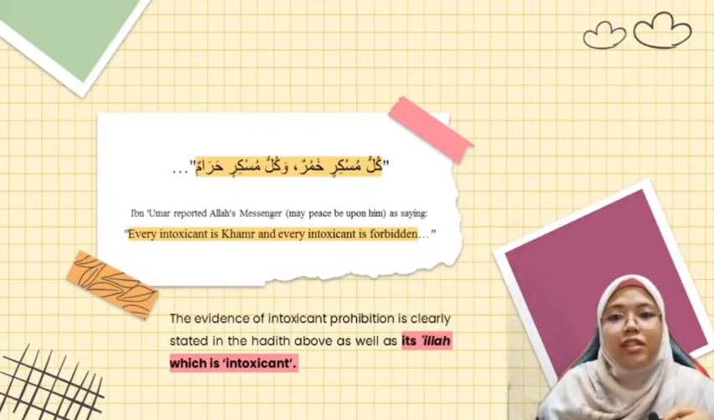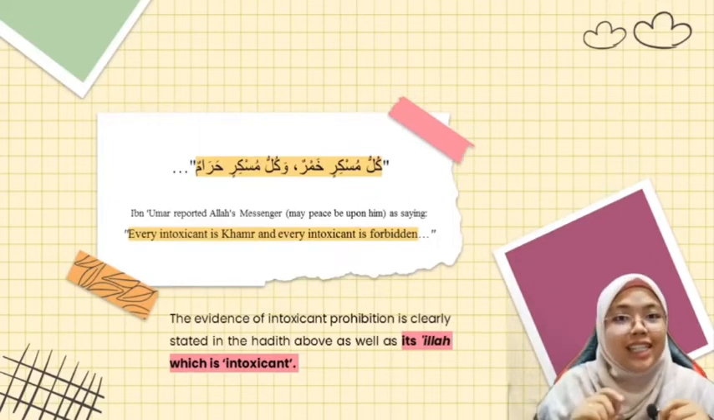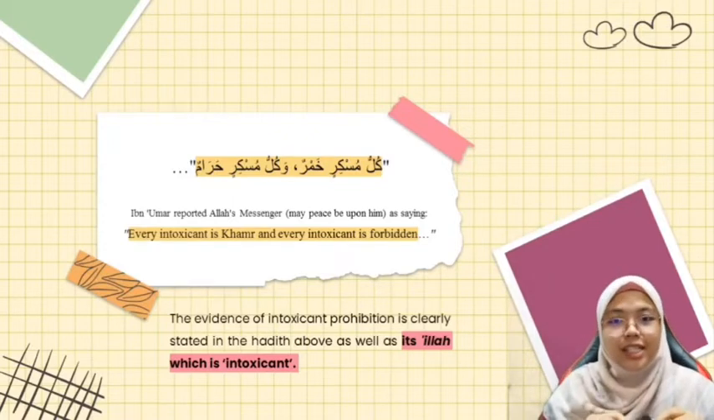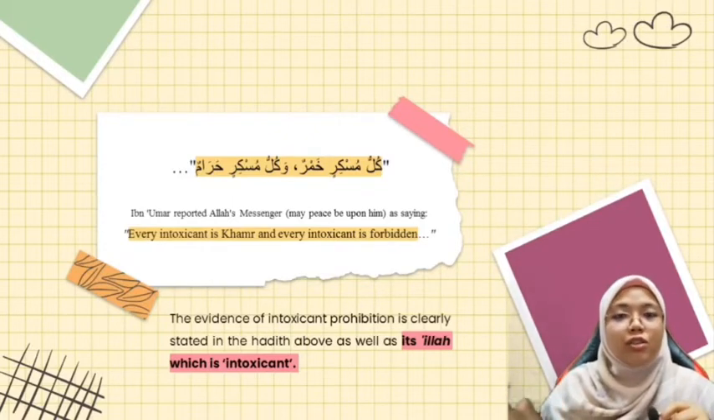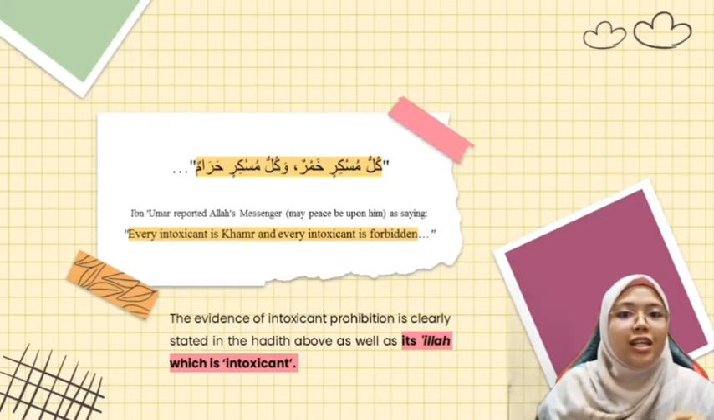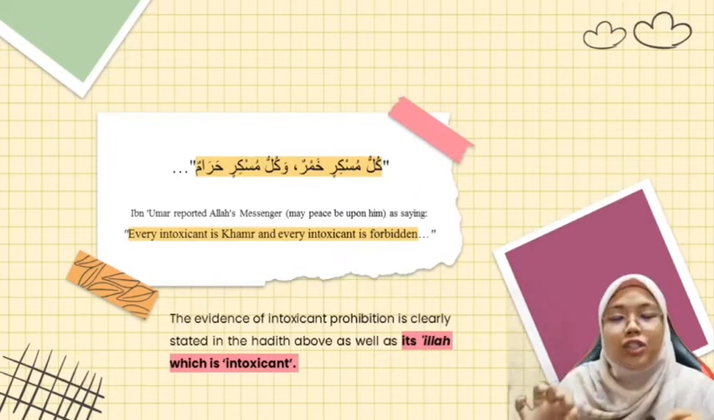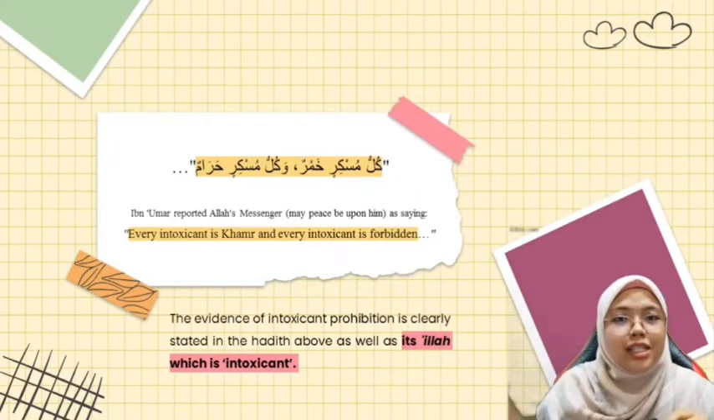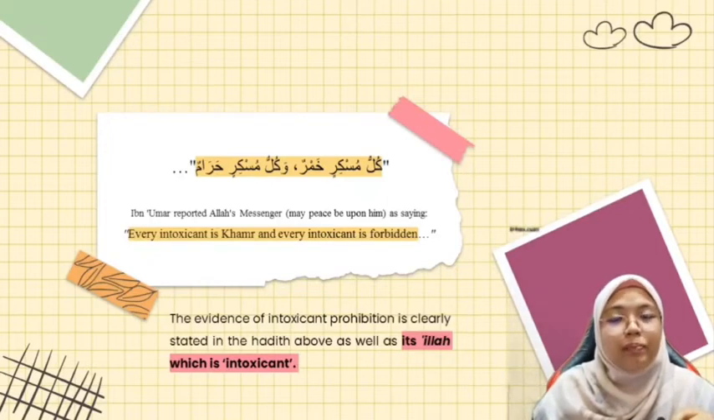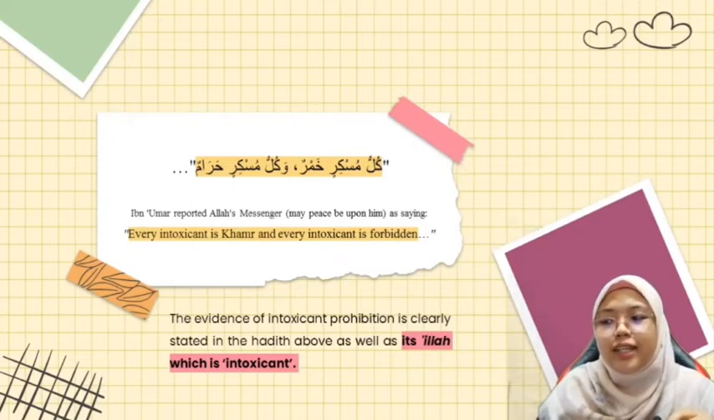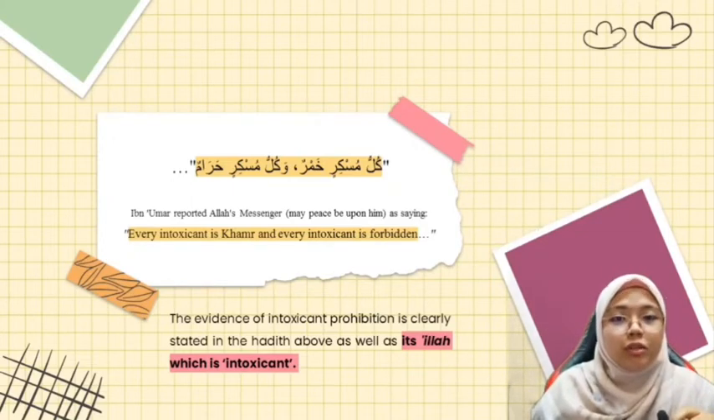Every intoxicant is unlawful and every intoxicant is khamr. The evidence of the intoxicants' prohibition is clearly stated in this hadith, as well as its illah, which is intoxication. However, some of the scholars were unaware of this hadith because it never reached them. Even if this hadith reached them, they would say that it is invalid, not sahih to them. So how do they determine the illah of this prohibition?